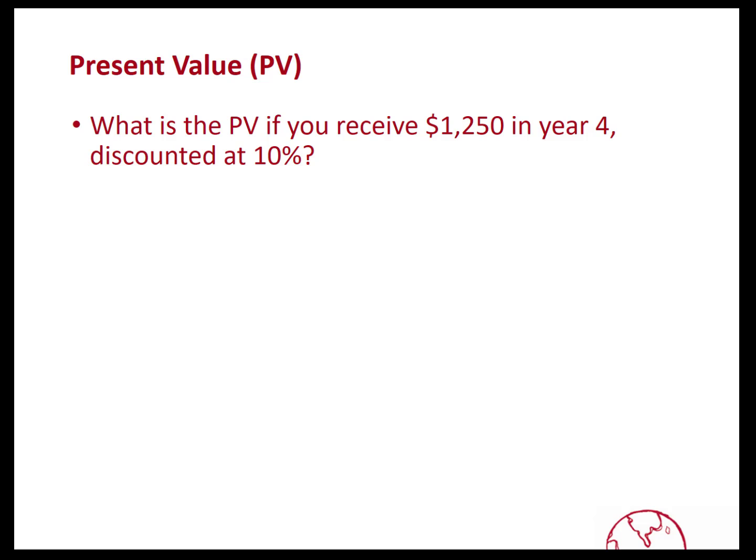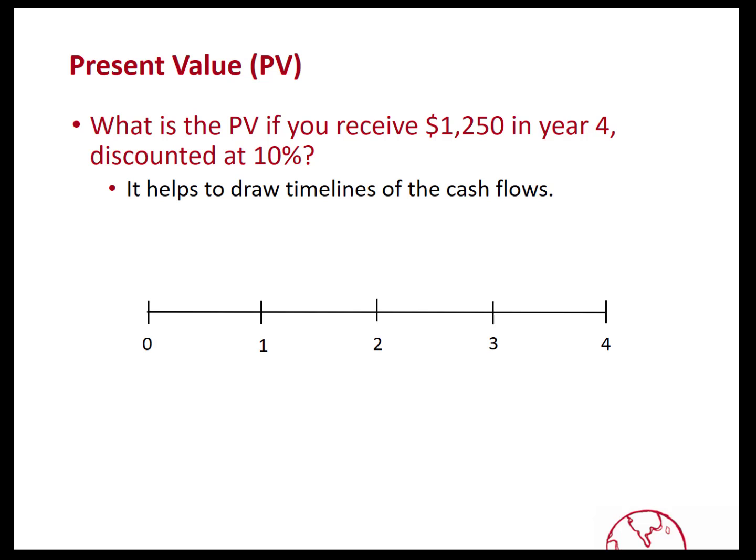So let's look at an example. What is the present value if you receive $1,250 at the end of year 4 and you discount it at 10%? Where discount means to find the present value. So let's start by drawing that timeline of the cash flows. Here we can see our 4 periods. You put your future value of $1,250 at the end of year 4.